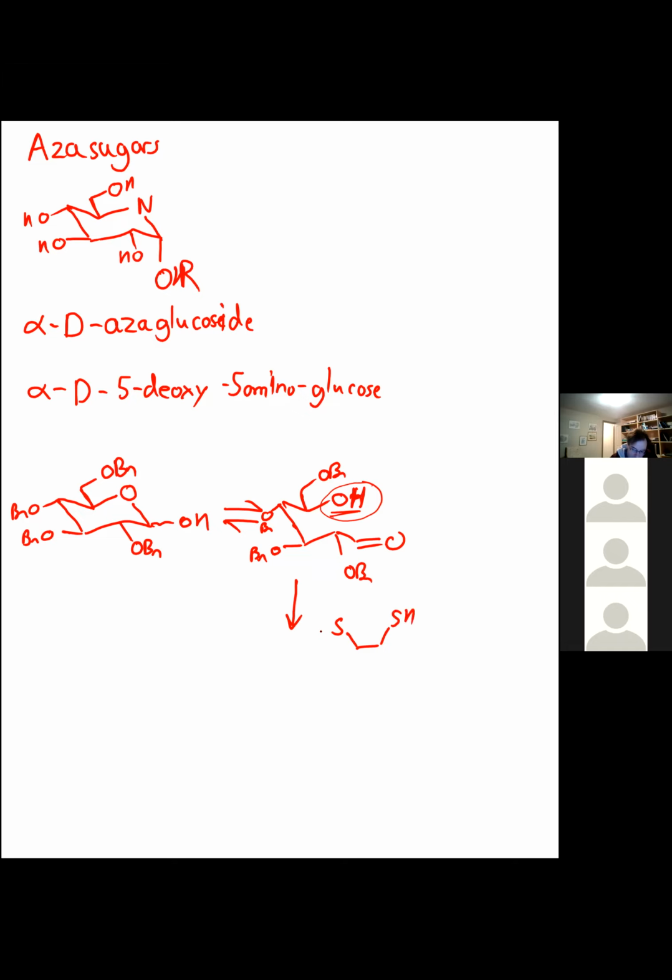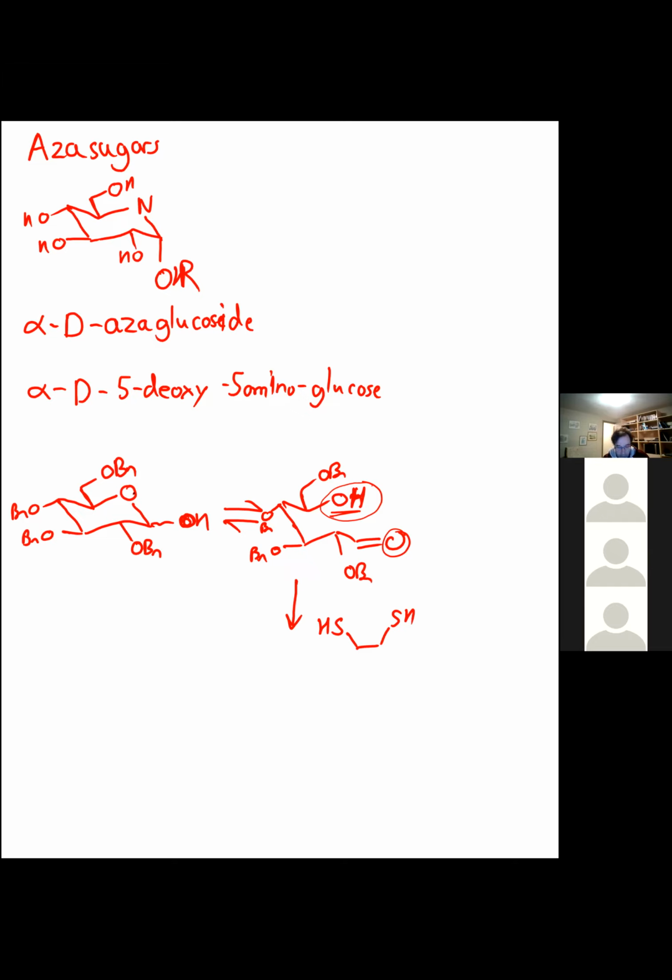So we make amines? Yeah, you can make an amine there, but that won't get you the azo sugar. That will get you an exo nitrogen, because that oxygen, if you swapped it out for a nitrogen, that nitrogen will be out here. It won't be in the ring.